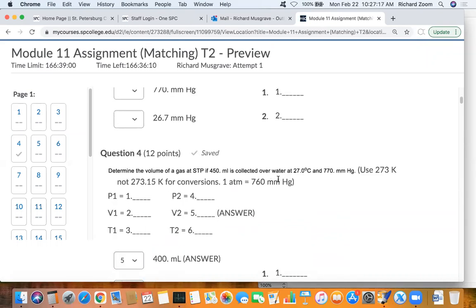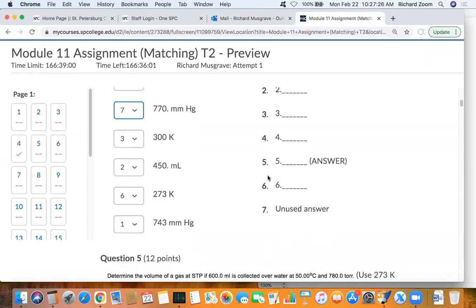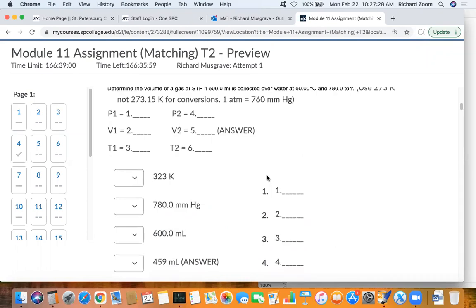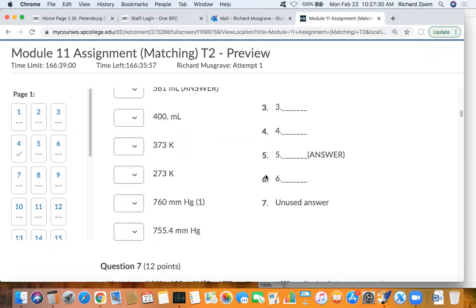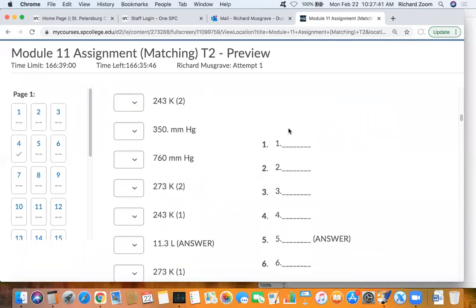And the fact it's over water meant that I had to do that subtraction. If I didn't see over water there, then I wouldn't have done the subtraction. Does anybody have any questions? So there's a lot like that in here. Some of them are over water, some of them aren't. Number 7 here, for example, there's nothing here about over water, so you wouldn't do any subtractions there.